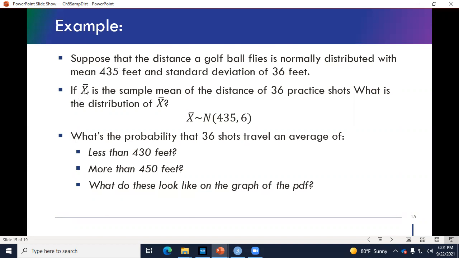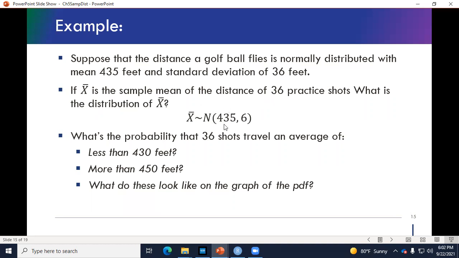So if X bar is the sample mean of this random variable X, where I call this distance X, of this many shots, so this is our sample size N. Now it's asking what's the distribution of X bar. This is a very typical question for the sampling distribution, where we know mu is 435, and we know mu of X bar is just equal to mu.